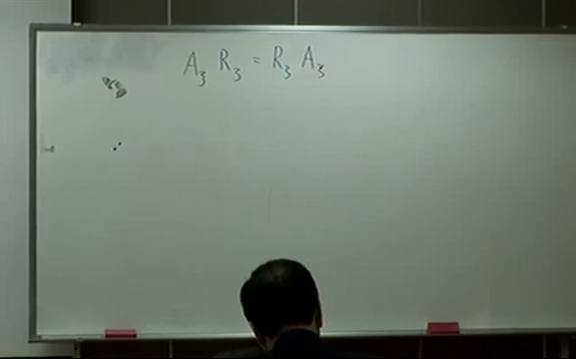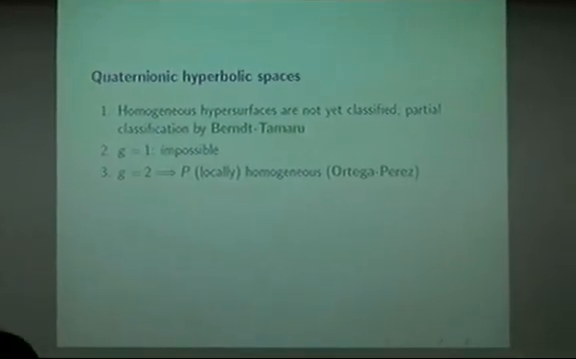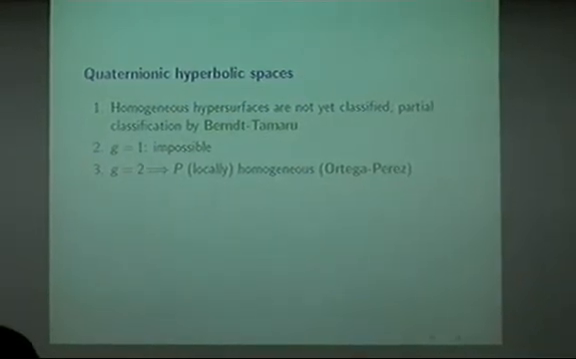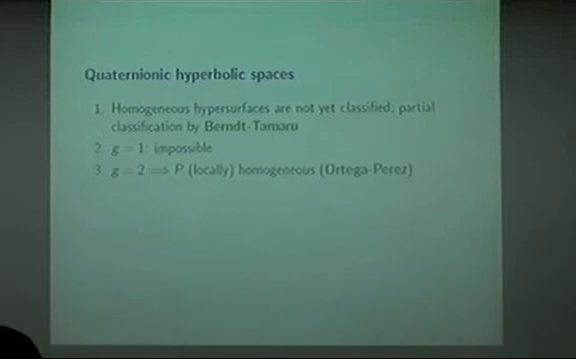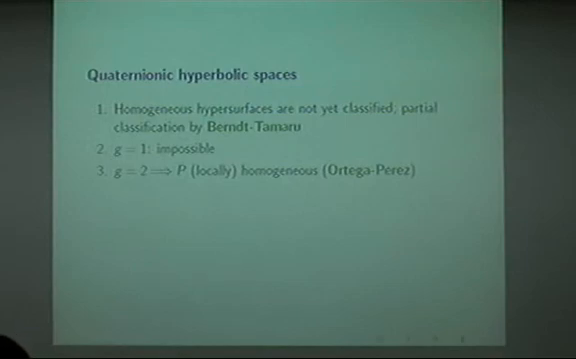So g equal to 1 is impossible in the hyperbolic case, and one can do very similar calculations to the projective case, also in the hyperbolic case, in the case of two distinct principal curvatures. Ortega and Perez did this, and they found out again it's only the spheres in the hyperbolic spaces which arise in this situation, which have two distinct constant principal curvatures. And that's not true. There are also the horospheres. So this is known.